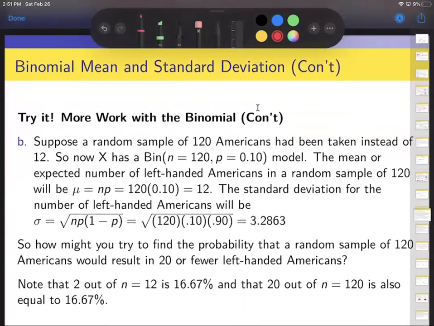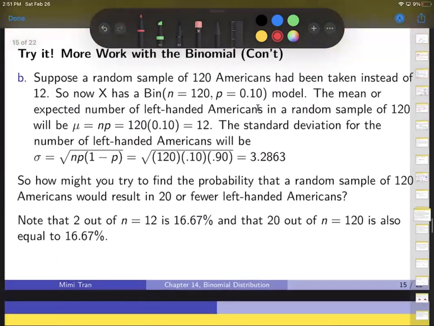Suppose a random sample of 120 Americans has been taken instead of 12. So now X has the binomial distribution where the sample size n is 120, and the probability of success is 10%, still the same. The mean or expected number of left-handed Americans in the random sample of 120 will be mu equals n times p, which is 120 times 10%, which is 12 Americans. The standard deviation for the number of left-handed Americans will be sigma equals the square root of sample size 120, times the probability of success 10%, and then the probability of failure 90%, right? Compute it out, and we get roughly 3.3.